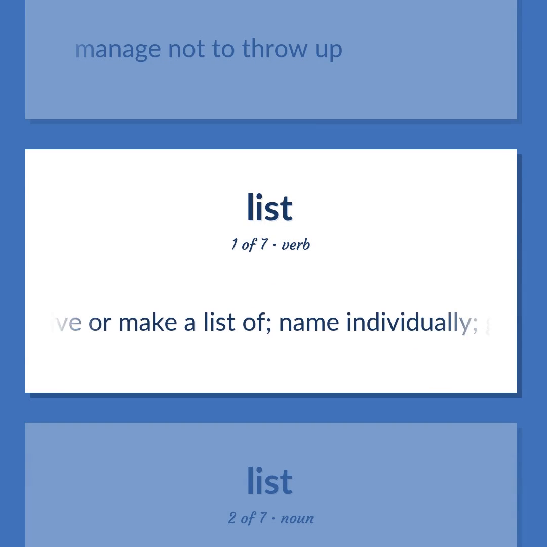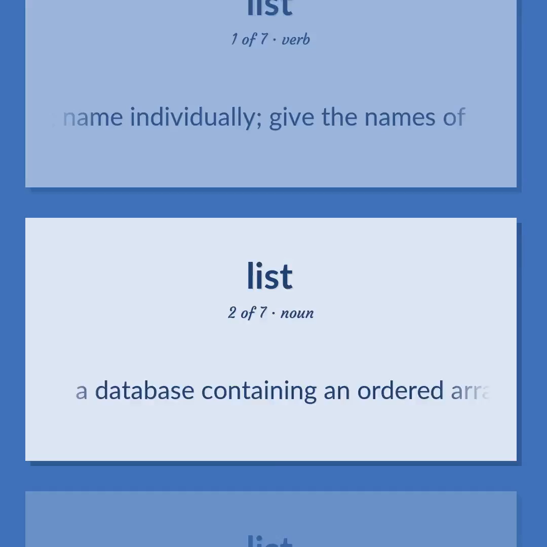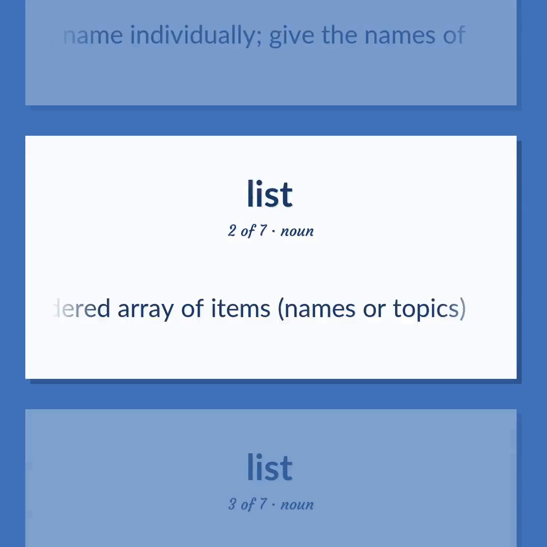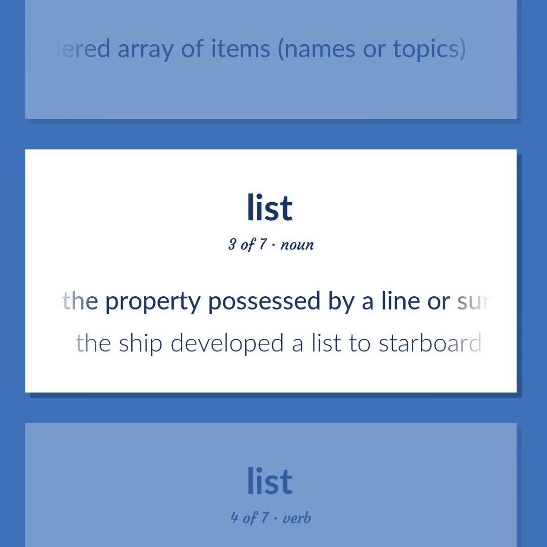Give or make a list of. Name individually. Give the names of. A database containing an ordered array of items, names or topics. The property possessed by a line or surface that departs from the vertical. The ship developed a list to starboard.